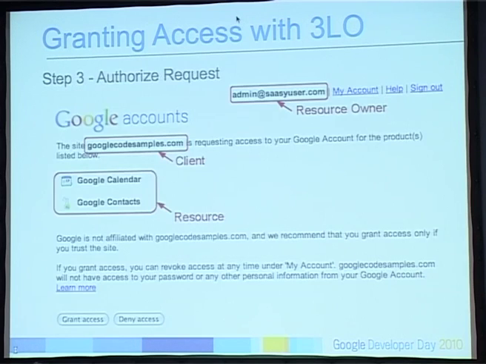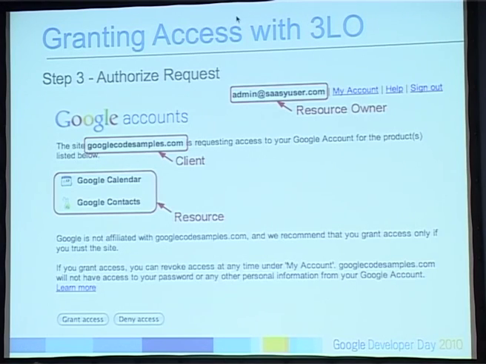And when they do that, users will often see a screen like this. So this is Google's verification screen. And you can actually see the different concepts that we introduced earlier represented here. So you can see the resource owner in this case is the user that's logged in the upper right. The client that's requesting access is represented there for the user to see. And the resources, in this case, calendar and contacts, that's the information that application wants to access.